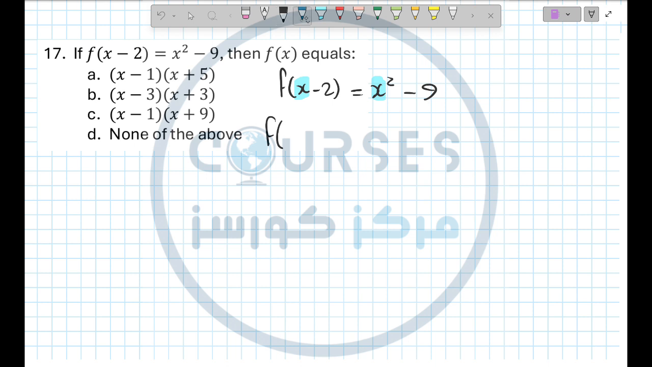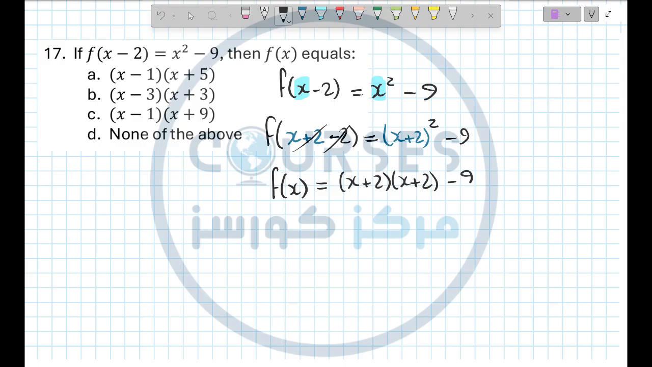So f of x plus 2 and then minus 2 equals, we have to replace this one as well, x plus 2 squared minus 9. Why is this? Because positive 2 will cancel with negative 2. So f of x equals this bracket squared, so it's repeated twice, minus 9. First, second, first, second.